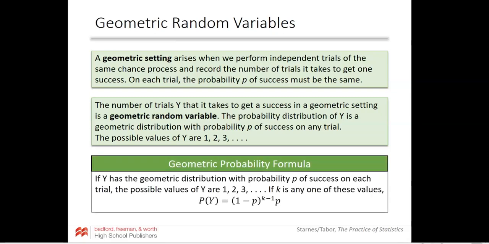Okay, so here's the formula for geometric. This is the probability formula. It's q, which is 1 minus p, the probability of failure, to the k minus 1, times p, where k is the trial number you want to have the success on, and p is the probability of success.